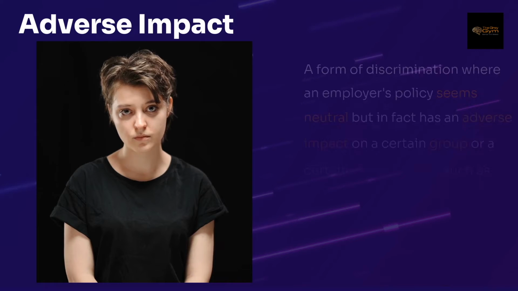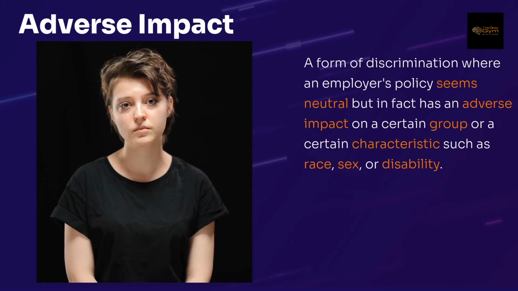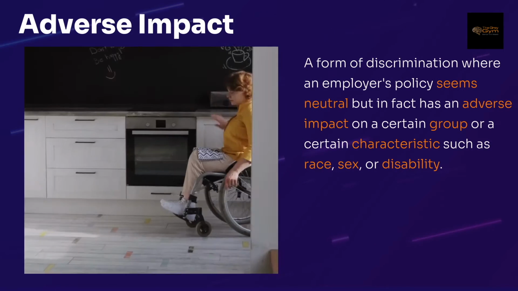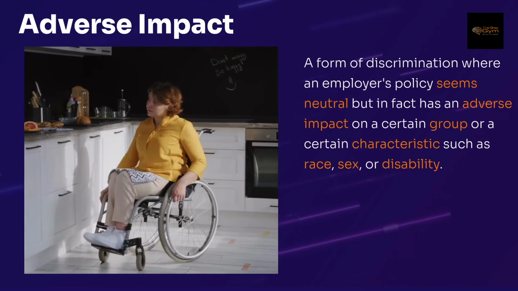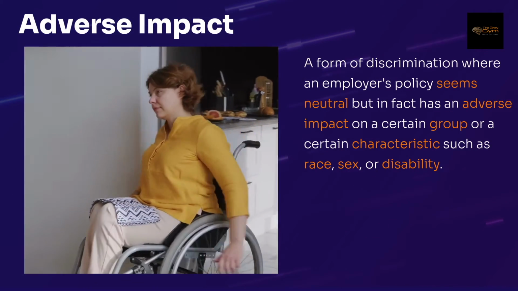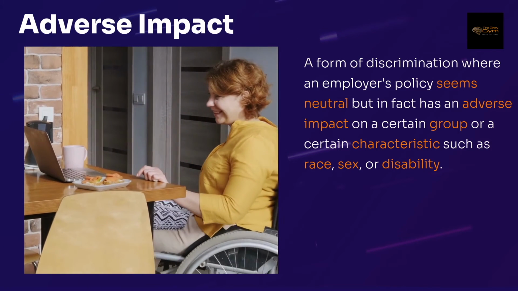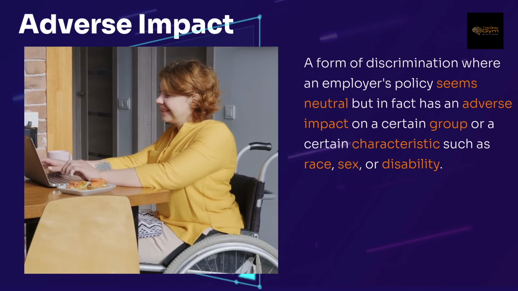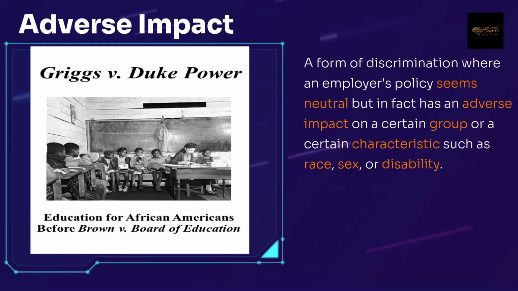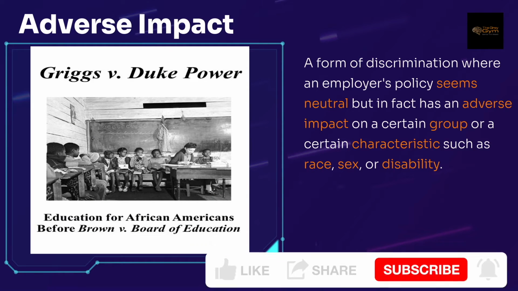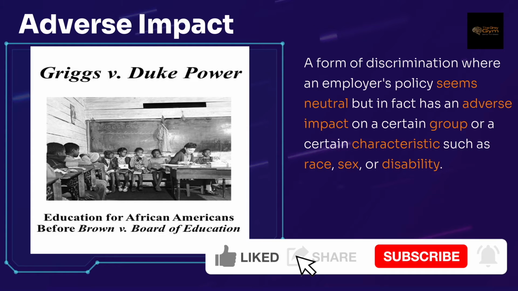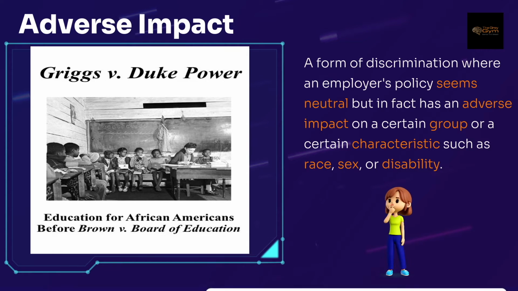Adverse impact, on the other hand, refers to a form of discrimination where an employer's policy seems neutral but in fact has an adverse impact on a certain group or a certain characteristic such as race, sex, or disability. This was identified by the Supreme Court in 1971 in the case of Griggs versus Duke Power Company, where it was proven that the requirement of a high school diploma for higher paid positions was unfairly affecting African American employees in lower paid labor positions who had a history of receiving inferior education.